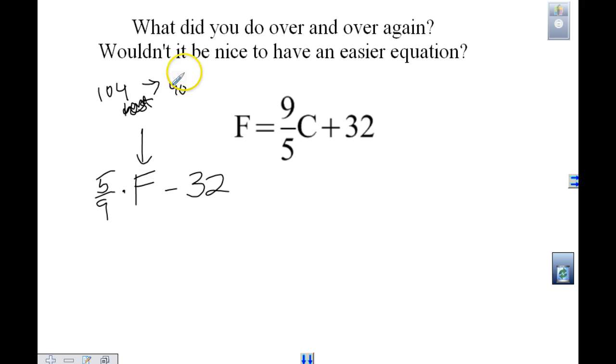0.0, so is that right? Are we getting the right number? It should be getting 40. So that must mean there's something wrong with this. Now, what would be the first thing to do? If you plugged in 104, what would you do first? What would be the first step after plugging it in?